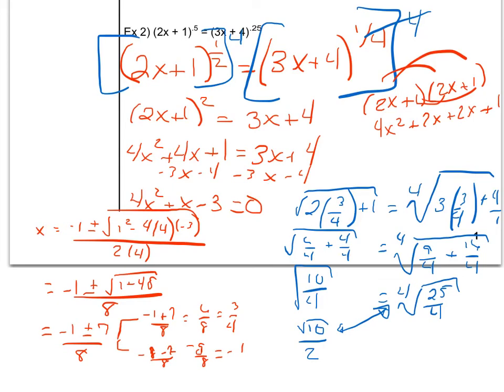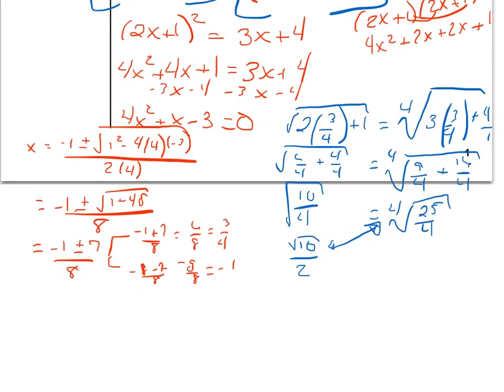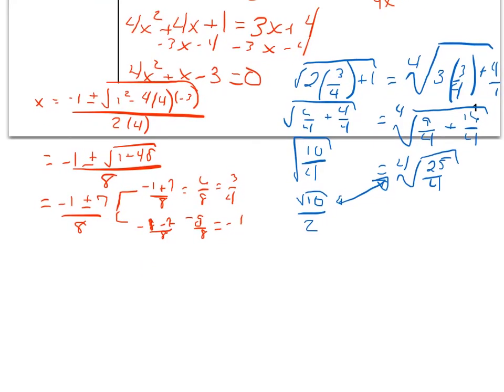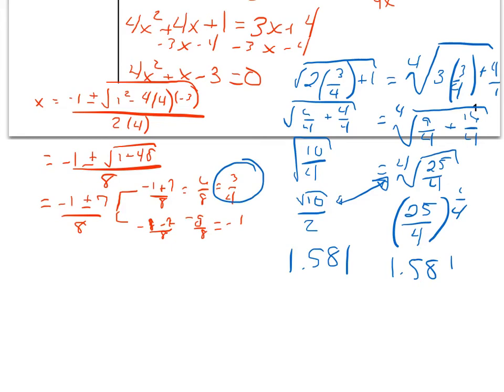I'm going to put each of these into my calculator and see if they give me the same value. When I put this into my calculator, I'm going to enter it as 25 over 4 to the 1/4, because I can do the exponent on my calculator. When I do that, I notice I get about 1.581 here and about 1.581 here. So 3/4 did work as a solution. I'm also going to have to check negative 1.